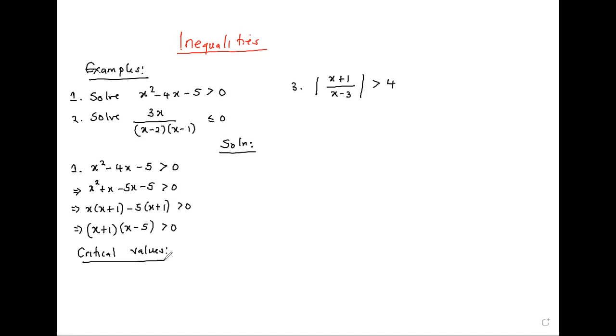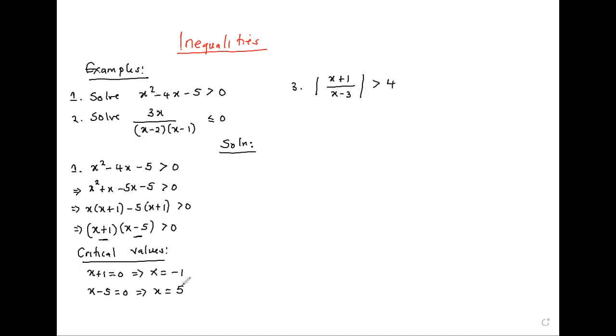How do we find critical values? We equate each piece here, these pieces forming the product, we equate each to 0, so that we get x is equal to -1. We equate x minus 5 to 0, so that we get x is equal to +5. These are called critical values because if you place them in the function, they will give us 0. And 0 is neither bigger than itself nor less than itself. So it can tell us which side this becomes positive or negative.